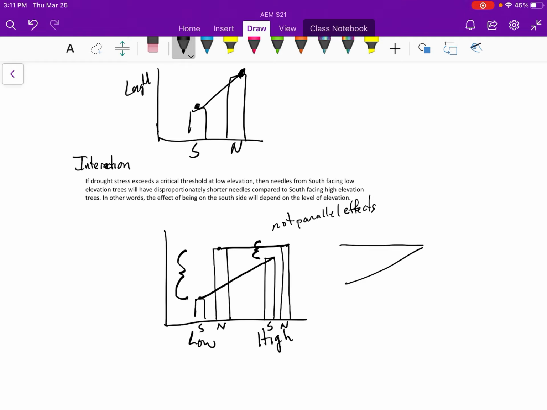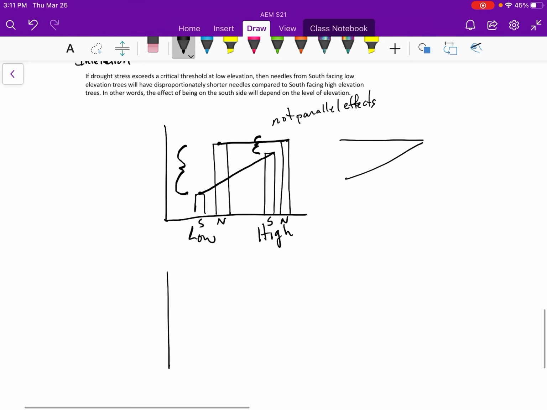So what that means is the effect of being on the south side is different at low elevation than it is at high elevation. Another way of saying that is the effect of being on the south side depends on what elevation you're at. It's a small effect at high elevation and a large effect at low elevation. You could also reverse that, and you could say that the effect of elevation is dependent upon what side of the tree that you're on, which would be a different drawing. And we could do it that way.